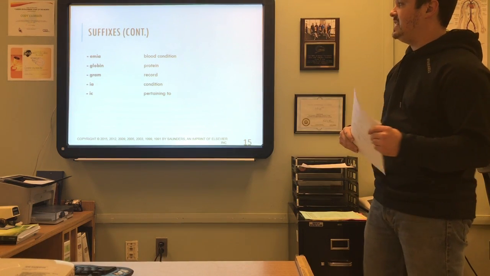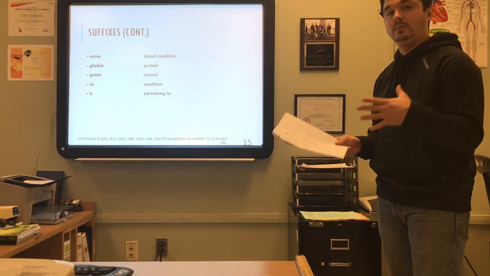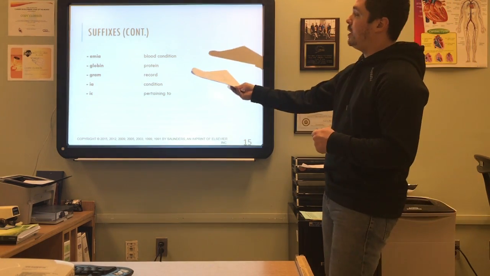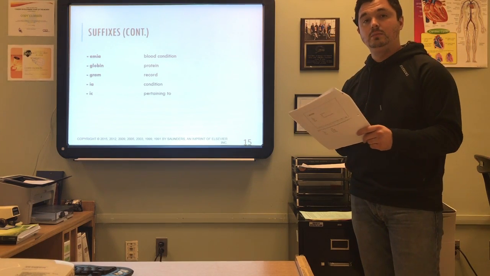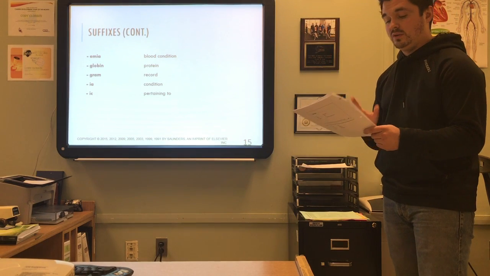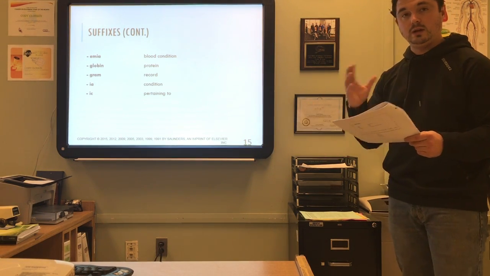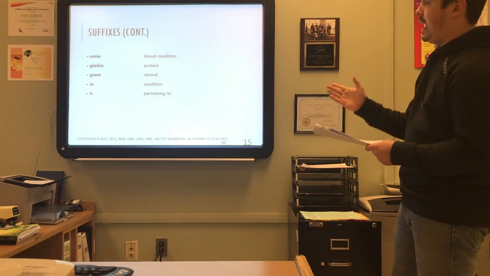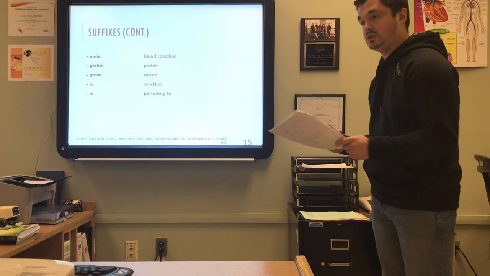Emia, some more suffixes. Emia is a blood condition. So leukemia is a blood condition of white cells, okay? Globin is protein. Hemoglobin would mean protein in the blood. Okay. Gram is a record of. We already talked about this, but another example might be arthrogram, which would be a record of the joint. Ia is condition of, okay, so neuralgia would be a condition of the nerves.